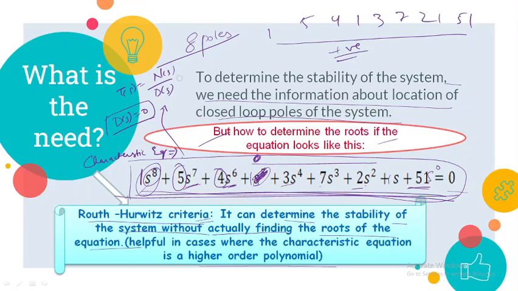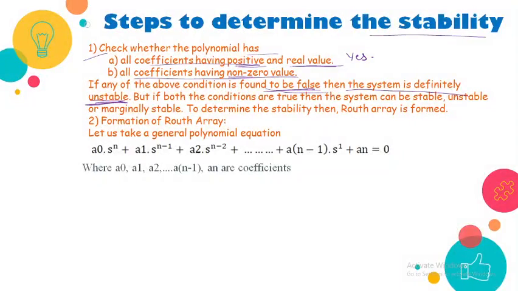Just look at the equation. Check whether all the coefficients are real. Then check whether all the coefficients are positive. And another thing that you have to check is whether all the coefficients have non-zero value. If any of the conditions is not satisfied, then you can say that the system is definitely unstable. But what if all the conditions are satisfied? Then the system can be unstable, it can be stable, or it can be marginally stable.